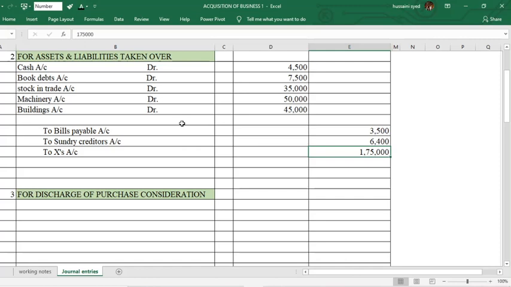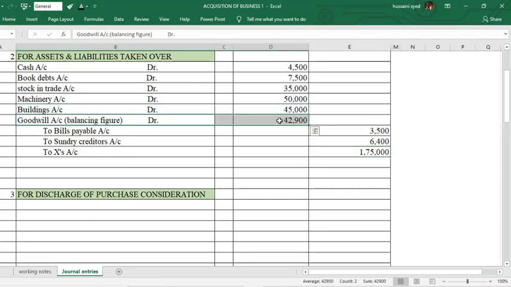After this, you have to find out the difference. Is there any difference there or not? Compare the debit with the credit. If you get the difference on the debit side, it is going to be goodwill. And if you get the difference on the credit side, it is going to be a capital reserve. So find out. You are going to get the difference on the debit side as 42,900.